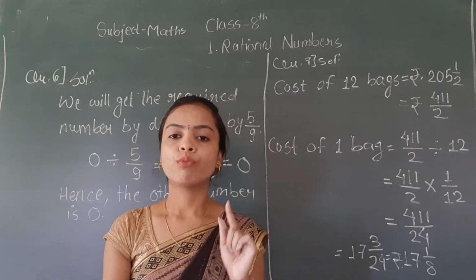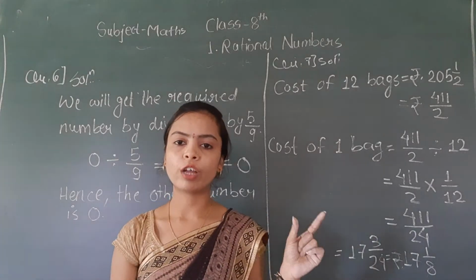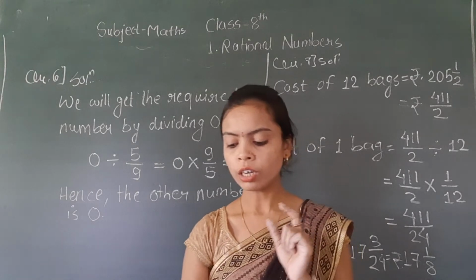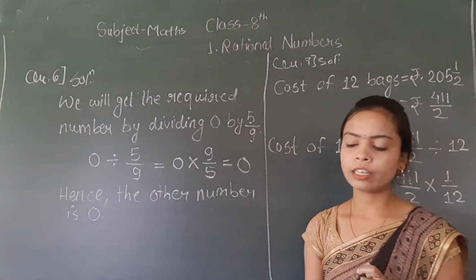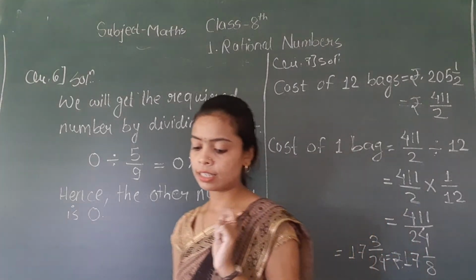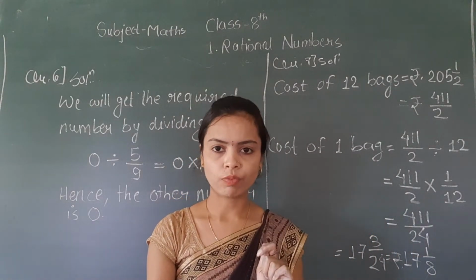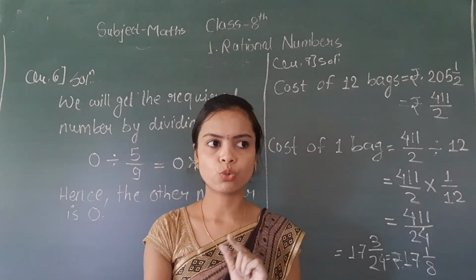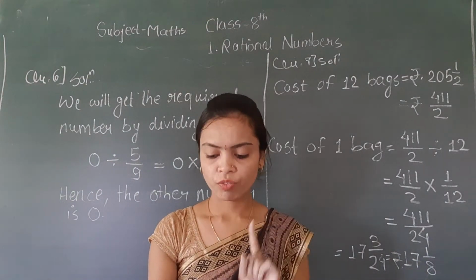For this, first find out the value of LHS. After that, find out the value of RHS. If the value of LHS and the value of RHS are equal, then your given statement is verified. In the last, just write LHS is equal to RHS and hence verified.